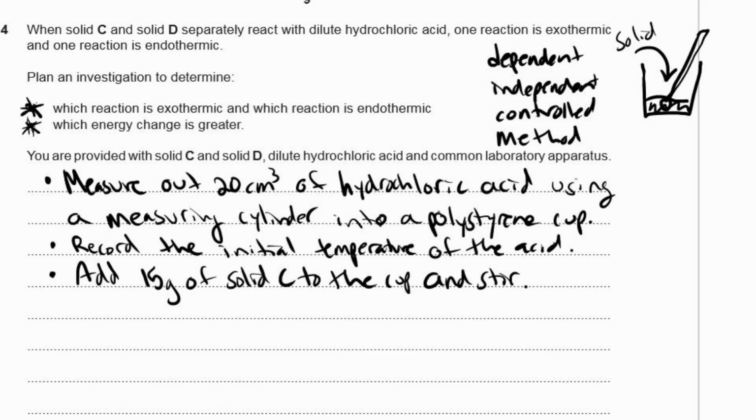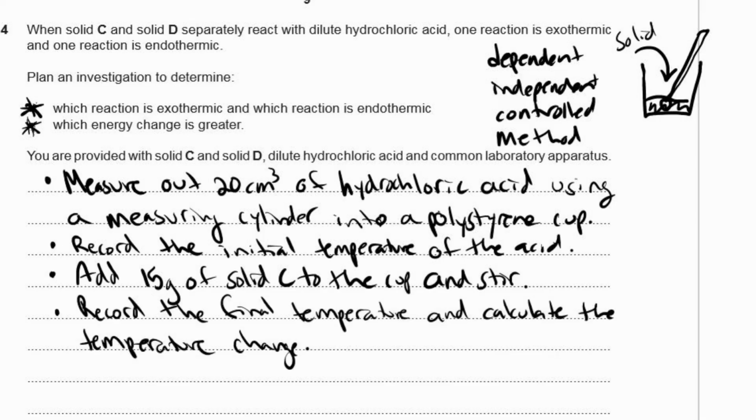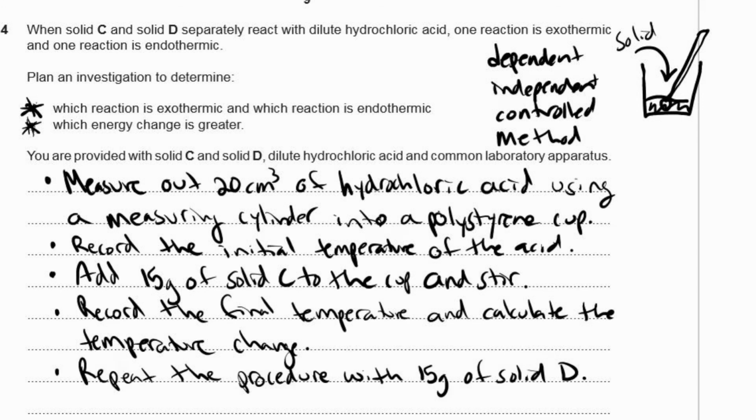All right, once you've added that, you've stirred it, it's all dissolved, then you record the final temperature and calculate the temperature change. So you record the final temperature and calculate the temperature change. That's the important bit. And then you take all of that and you do the same thing with solid D. So you repeat the procedure with 15 grams of solid D. You're comparing the two.